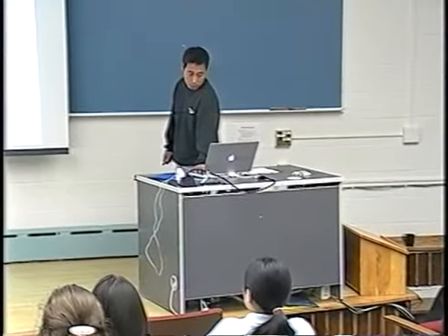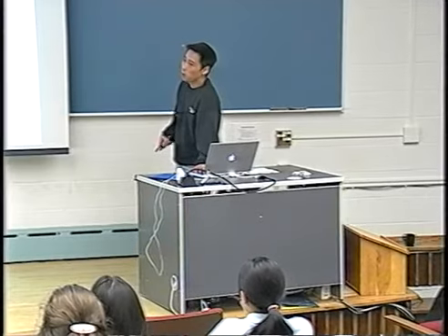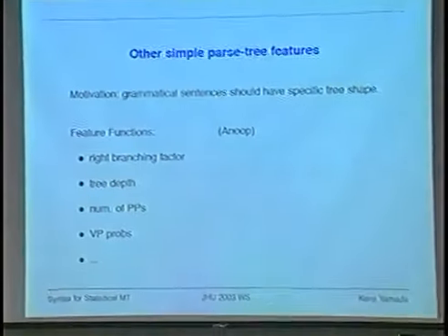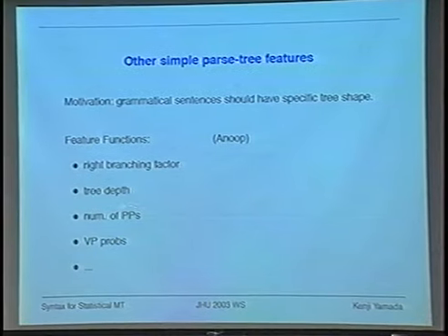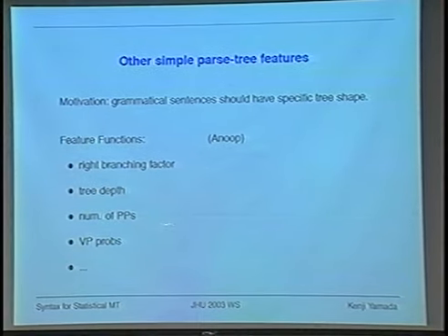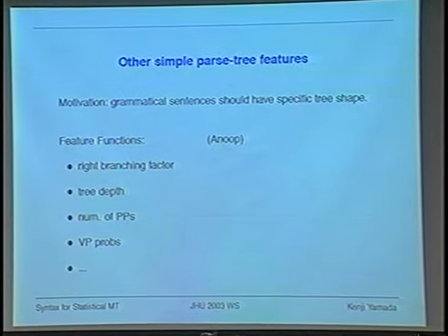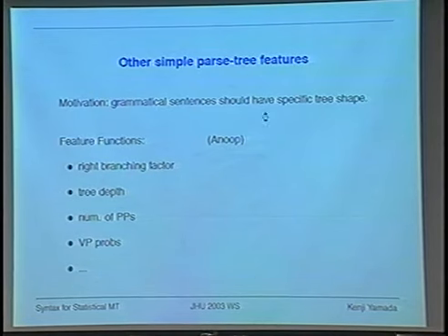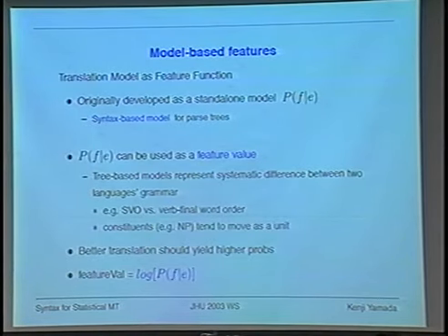And the other simple feature function is to look into the shape of the tree. So the simple feature function is just to count the tree depths or the number of PPs or look into the right branching factor, because English tends to have more right branching. So I will show all the results at the end of my talk.